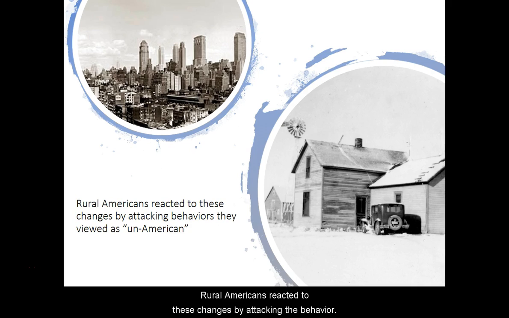Rural Americans reacted to these changes by attacking the behaviors. The people that are living in the country in this time period could really be seen as the more traditional minded. The ones who believe in how things have always been, or the status quo, for example. And they look at all of the stuff that's going on in these cities and they start attacking it and nitpicking it because they view it as an un-American idea or un-American activities.